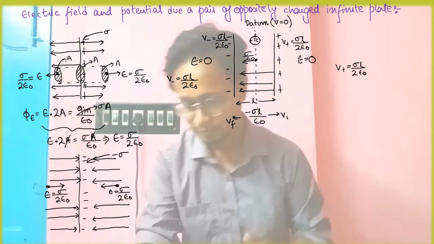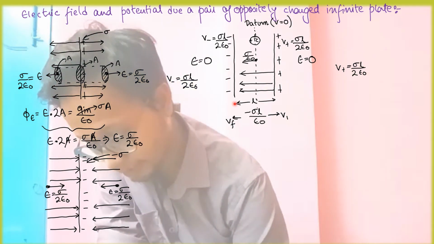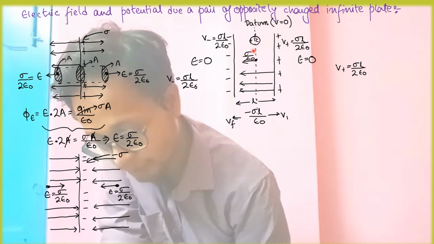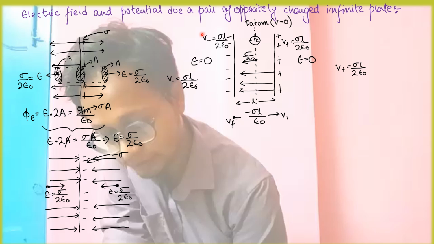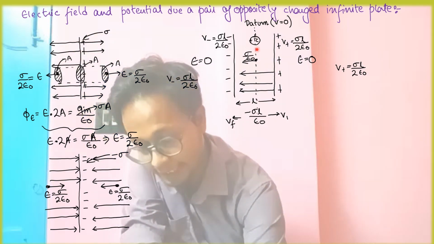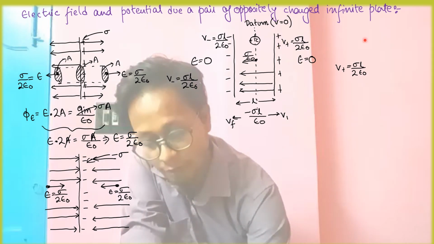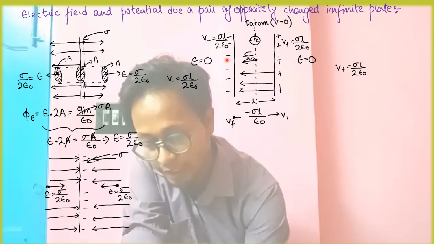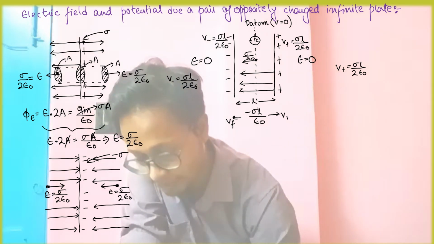So all I'm trying to say here is, if there are two infinite plates, the electric field at any point between the plates would be sigma by epsilon naught. The electric field outside the plate would be 0. The electric field outside the negative plate would be 0. The potential at the datum line would be 0. The potential at any point outside the positive plate would be sigma L by 2 epsilon naught. The potential at any point outside the negative plate would be minus sigma L by 2 epsilon naught.